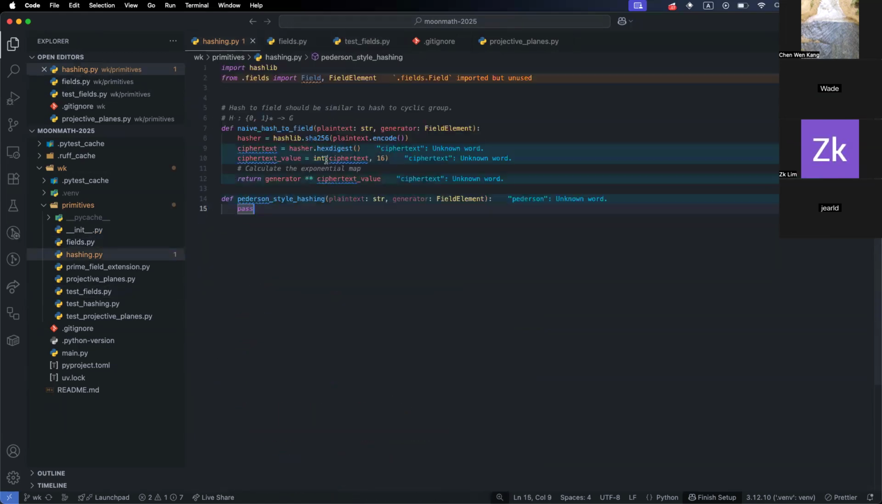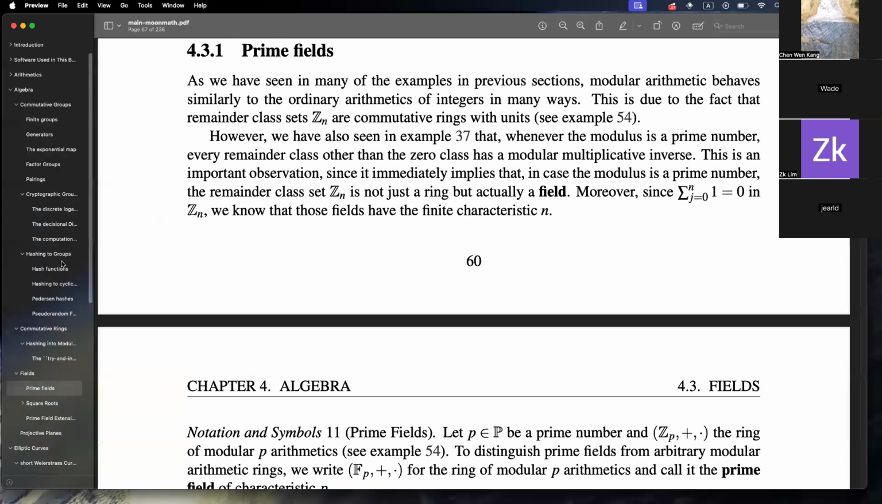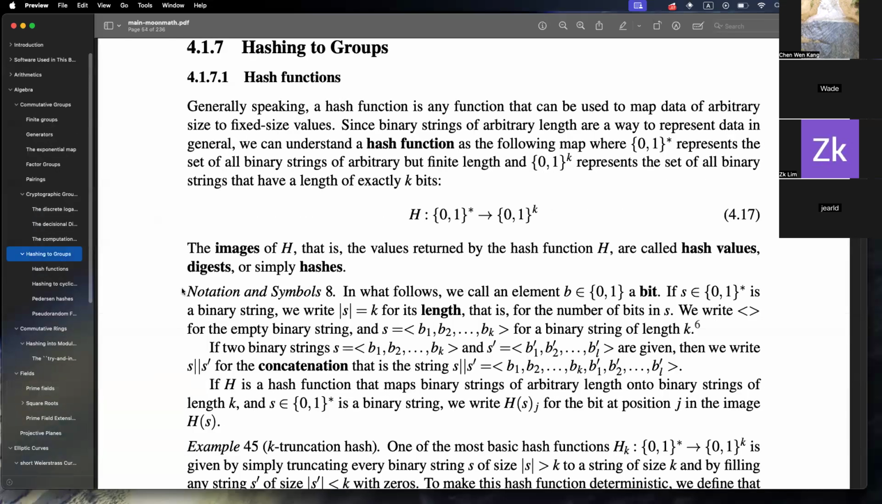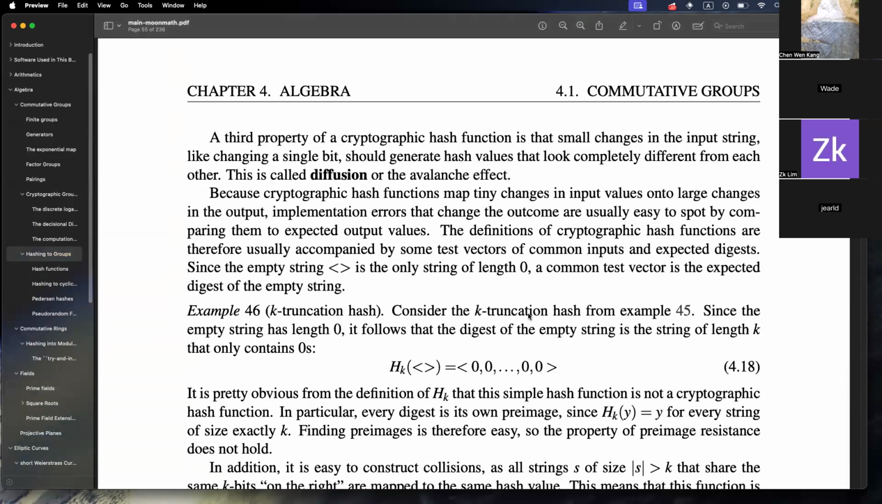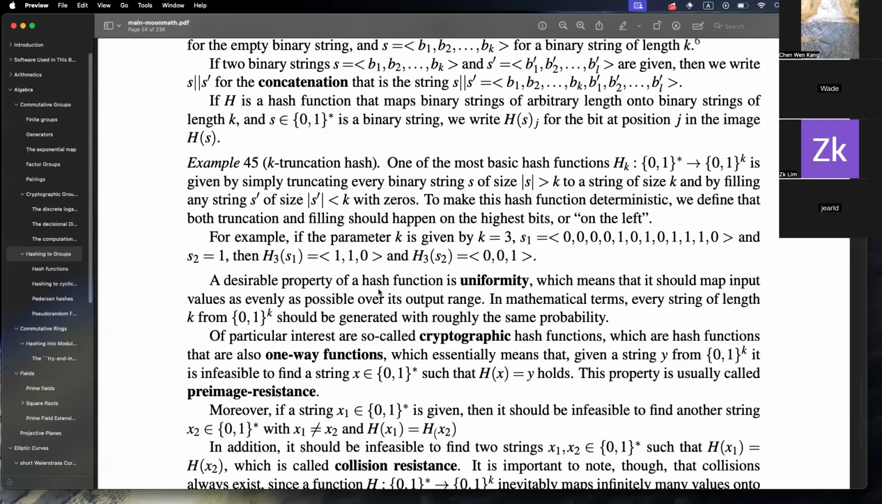Okay, anyways, hashing. I've only implemented the naive hash. So this is what's talked about in, let's say, hashing to groups. Here they are basically showing you, first of all, the truncate. Where is the truncate? K truncation hash. This one I didn't implement, but it is pretty easy to implement. You just truncate your string, and that's essentially it.